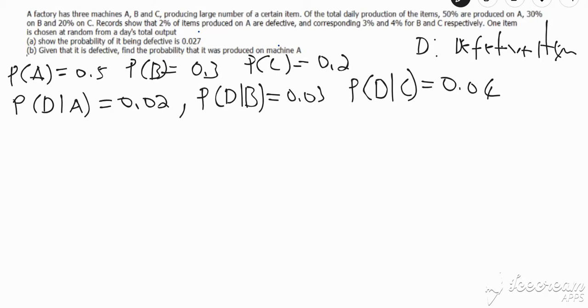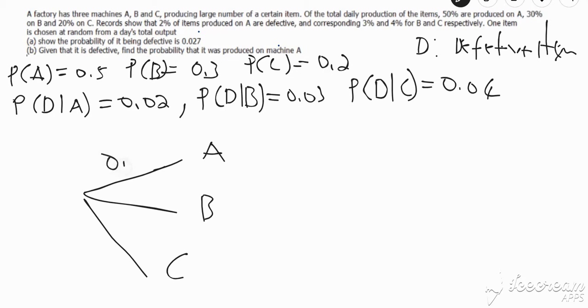Before we look at the probability of defective and so on, we have to look at the machines that are producing the items first. And our machines here, we have three machines, so I'm going to need three branches. So I'm going to have machine A, machine B, and machine C. Now the probability that an item is produced on machine A is 0.5, for machine B is 0.3, and for machine C is 0.2.